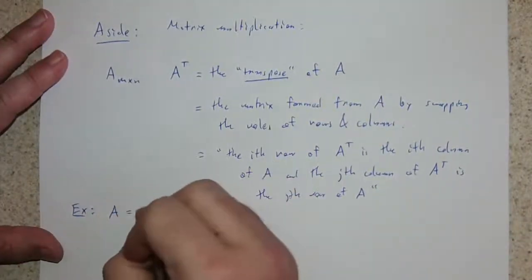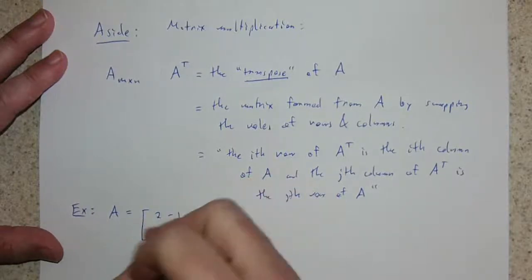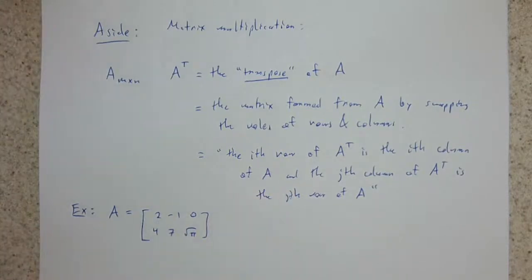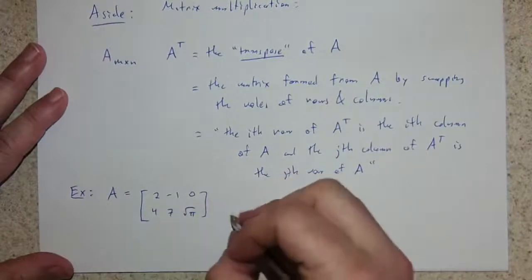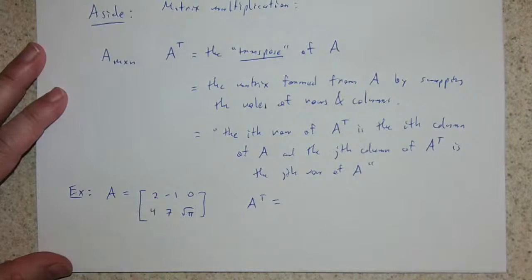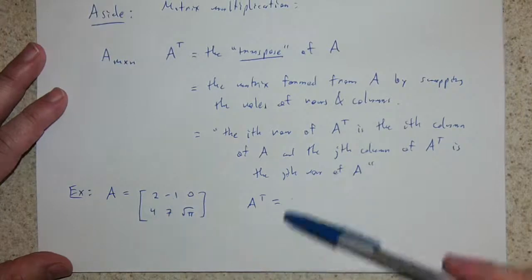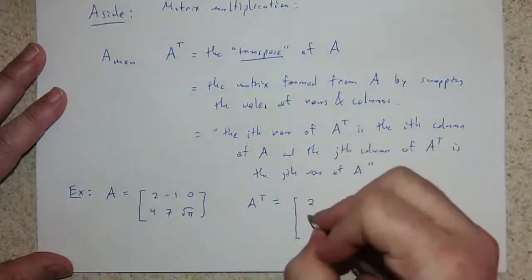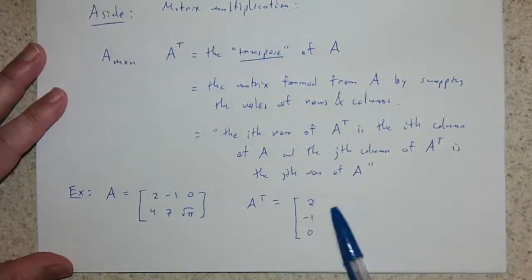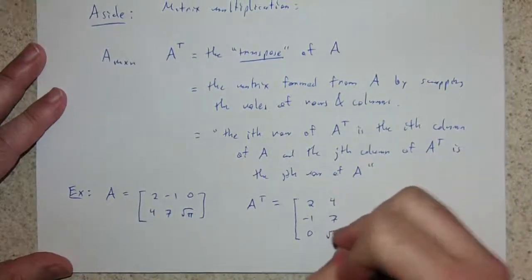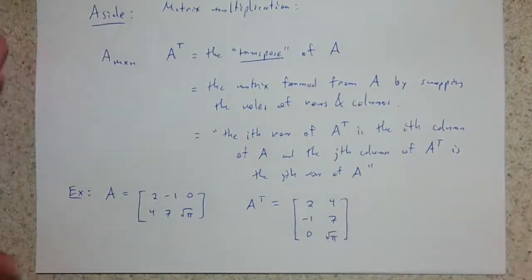So if I have a matrix, and let's say that it's 2, minus 1, 0, 4, 7, square root of pi, right? There's my matrix. What is A transpose? Well, I look at the first row of A, that becomes the first column of A transpose. So the first column of A transpose is 2, minus 1, 0. And the second column of A transpose is the second row of A, so this is 4, 7, square root of pi. Okay.